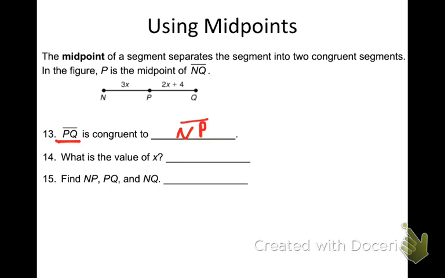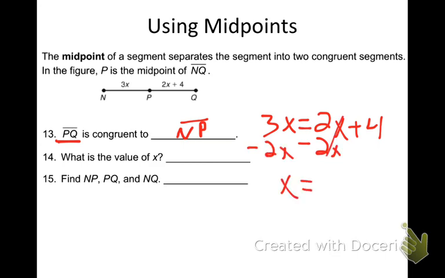How would I find the value of X here then? If these 2 segments are the same, what do I know about their 2 expressions then, Callie? I would set them equal to each other. So 3x equals 2x plus 4. Can I solve for x now? Yeah, I'd subtract 2x. X equals 4.